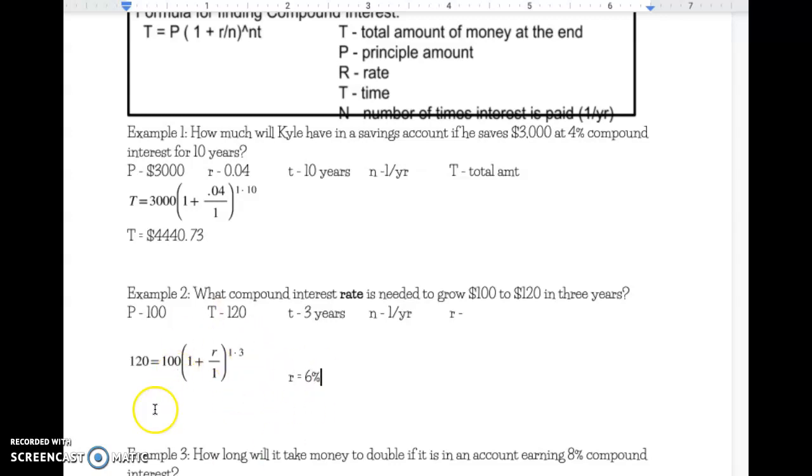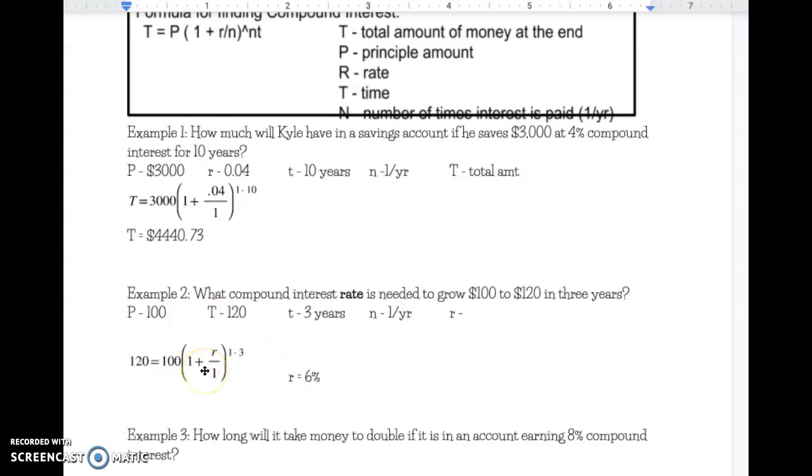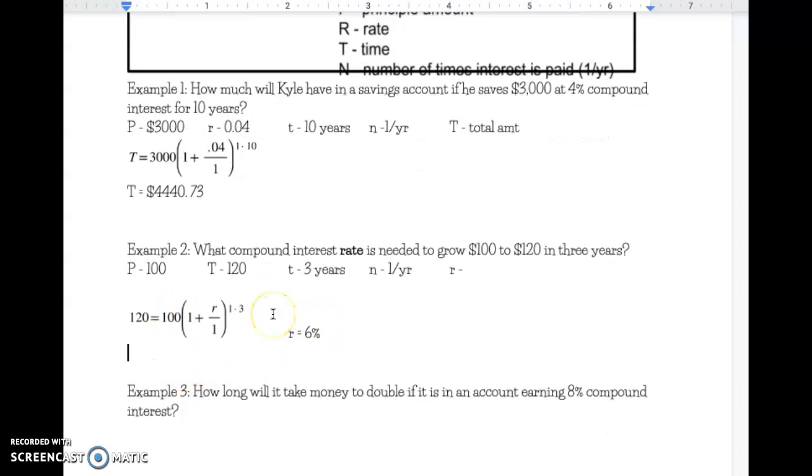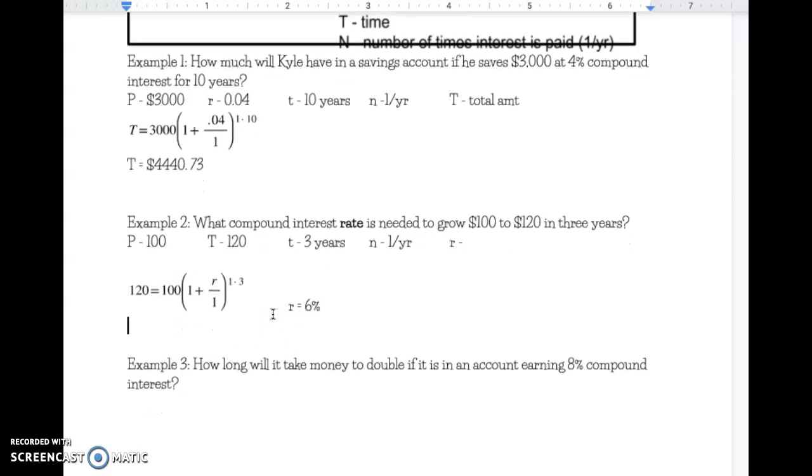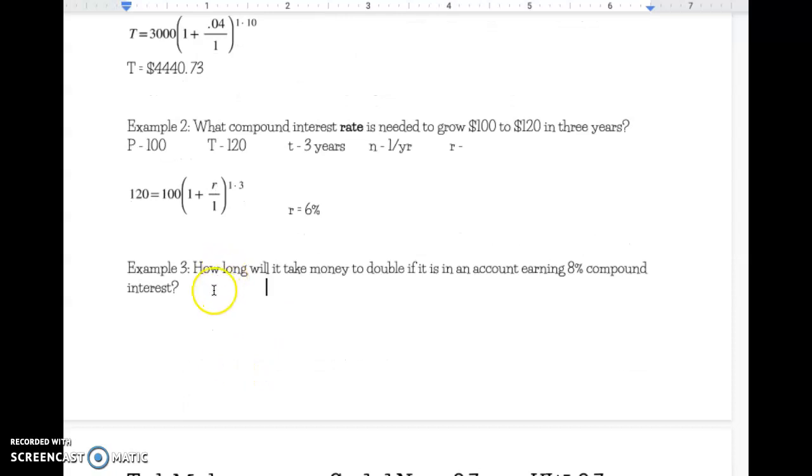This one was a lot more work than that first one. That is okay. I will not ask you to do one of these on the test. These are a little bit trickier, but I wanted to show you that it can be done if we want to. All right, last example.